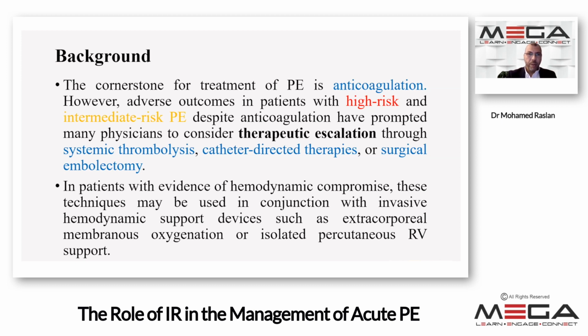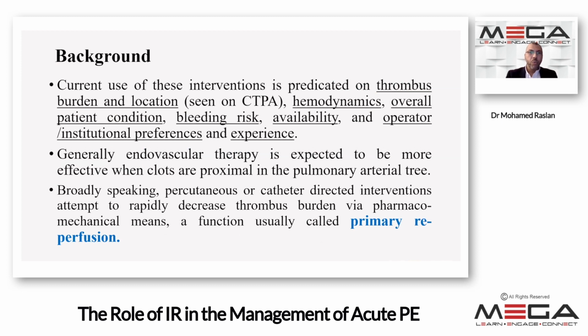such as extracorporeal membrane oxygenation or isolated percutaneous right ventricular support, aiming to decrease the load from the right ventricle. Current use of this intervention is predicated on thrombus burden and location, which can be seen in CT pulmonary angiography, hemodynamics, overall patient condition, bleeding risk, availability, and operator and institutional preference and expertise. Generally, endovascular therapy is expected to be more effective when the clot is in the proximal pulmonary arterial tree.